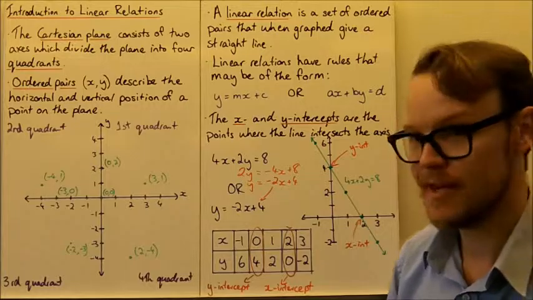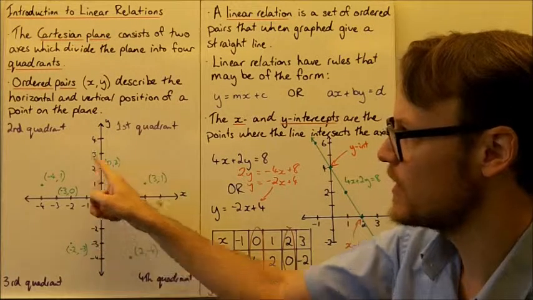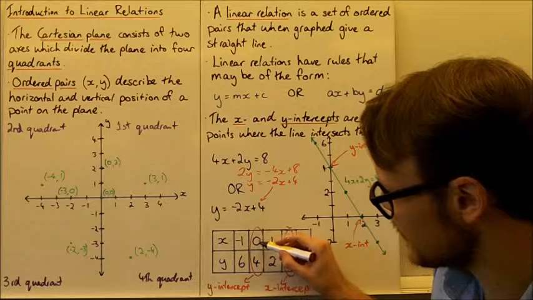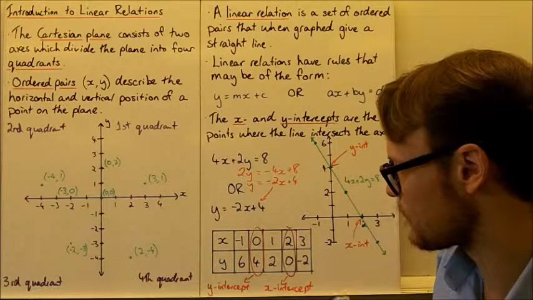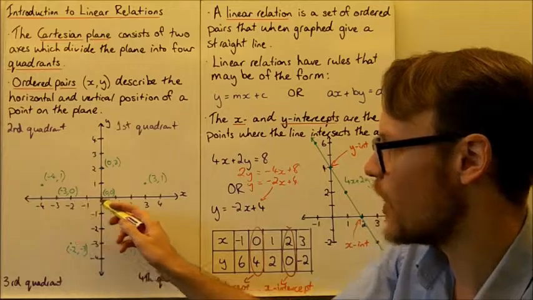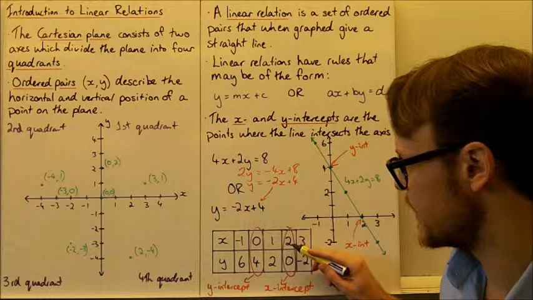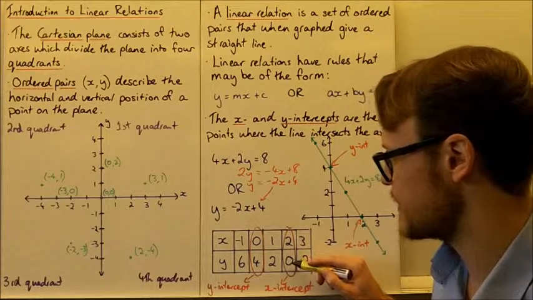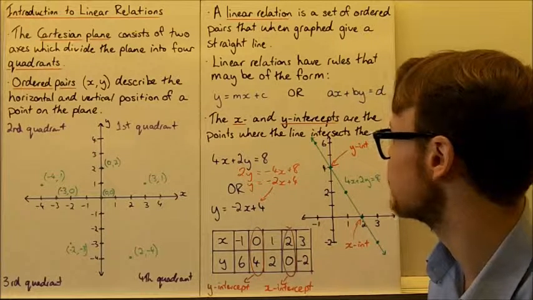The y-intercept is going to be when x is 0. So when x is 0, we're going to intersect the y-axis. So x is 0 here, so the y-intercept is going to be at 0, 4. The x-intercept is going to be when the y value is 0. So when y is 0, it'll be crossing the x-axis. So our value here for the x-intercept is going to be 2, 0.